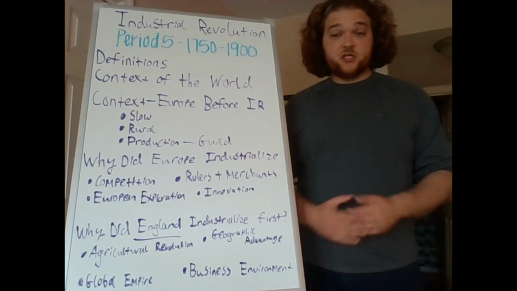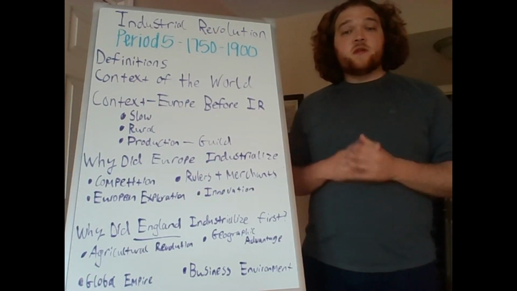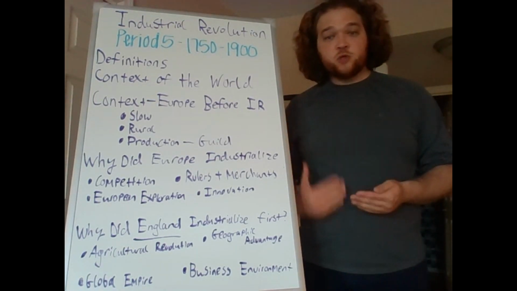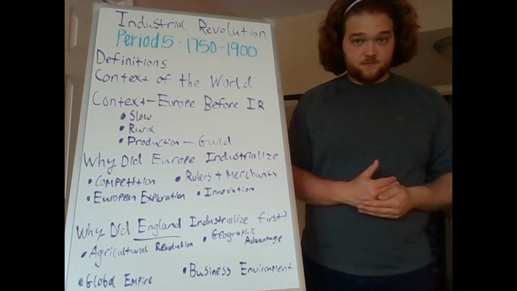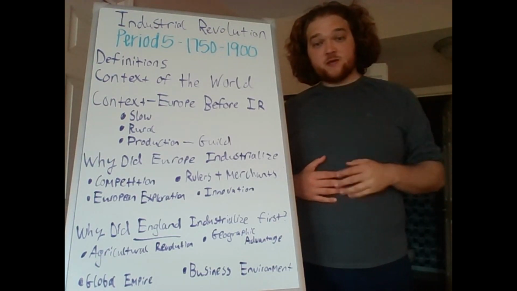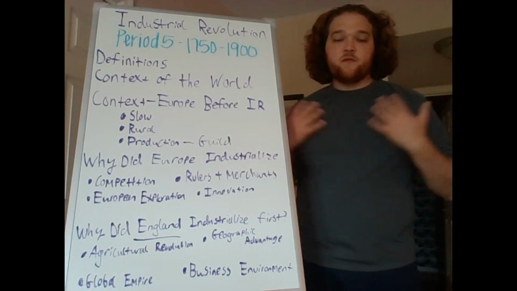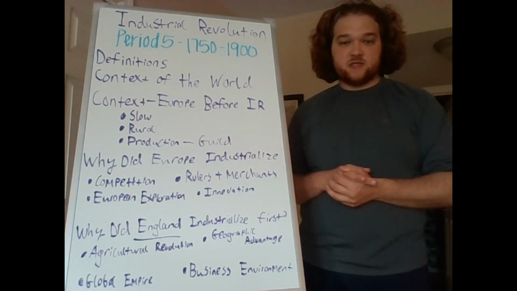Our first definition is the Industrial Revolution. The Industrial Revolution basically is the use of machines to produce things. So instead of making things by hand, you now use machines and the development of all these new pieces of technology that do this.